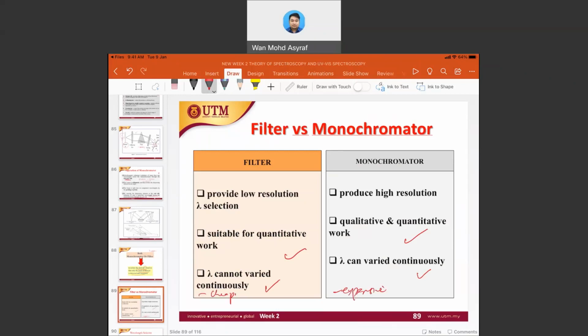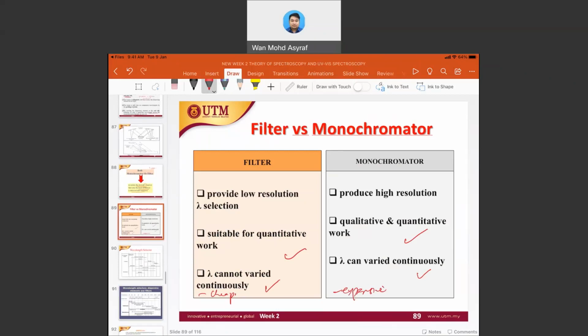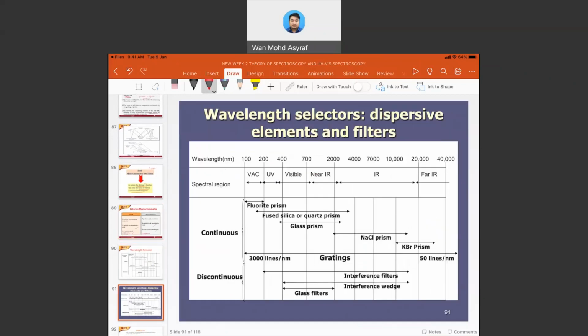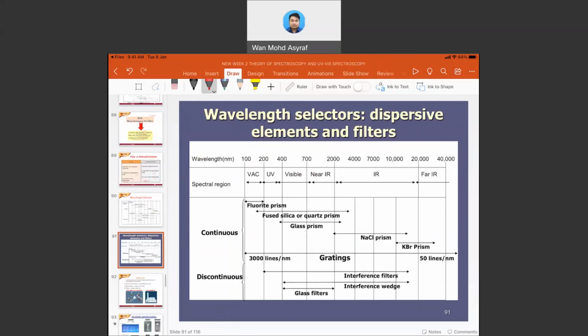So these are the choices of wavelength selector. This is just for your knowledge, in terms of how you are going to use your wavelength selector and where the wavelength selector is optimum.